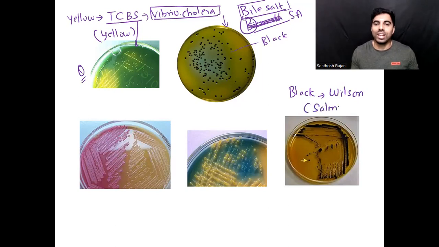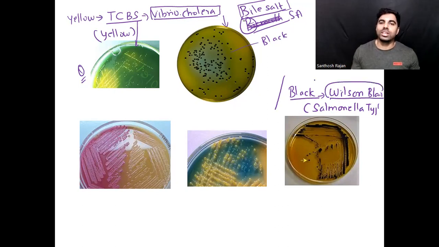So Salmonella typhi, what is the name? Wilson Blair media. This is Wilson Blair media. Okay, remember, we have a lot of media there. We have DCS media, we have SS media, and we have XLD media, common for both Shigella and Salmonella. But the only media differentiating Salmonella and Shigella is Wilson Blair. It is the selective media. Salman ji ka bodyguard is Wilson. Uska Wilson Blair, black ladka.